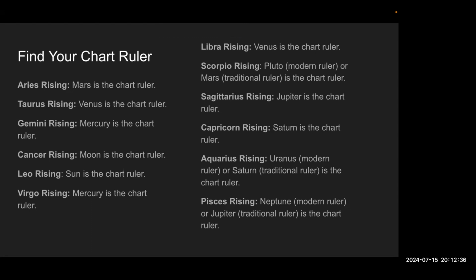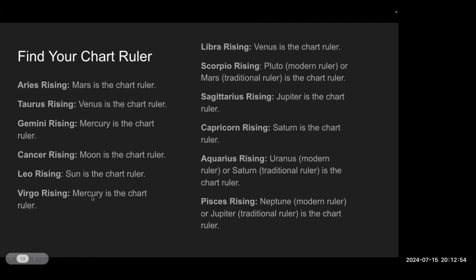And that was super easy. We actually have our chart rulers now. If you're a Taurus rising, then Venus is your chart ruler. If you're a Gemini rising, Mercury is your chart ruler. Cancer rising, the luminary of the moon is your chart ruler. If you're a Leo rising, you are ruled by the sun.